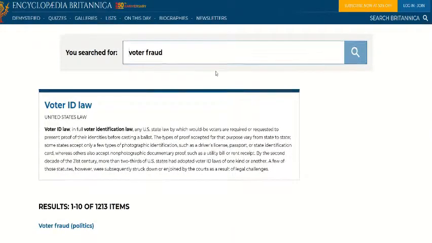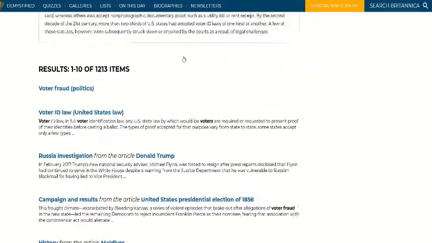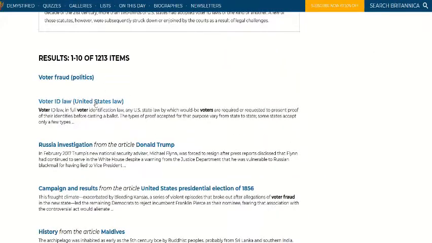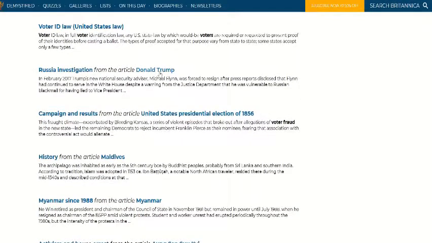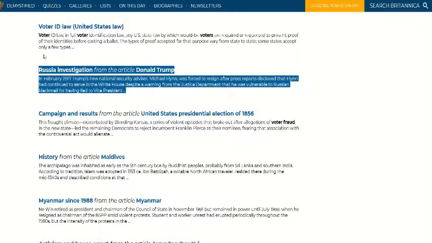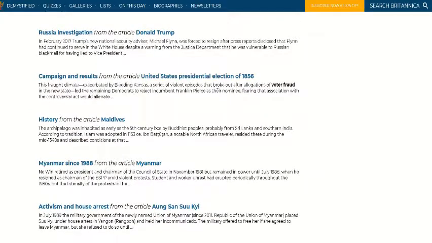Let's go back to the search engine, and now I've typed in the phrase voter fraud, and let's see what that brings up. Voter ID law, so that is a topic that might be good. Russia investigation from the article Donald Trump. So you see, not only are we getting historical information, but the encyclopedia also goes up to contemporary events, current events, gives us what I would assume are various summaries of news articles and so forth. Campaign results from the U.S. presidential election of 1856, history.